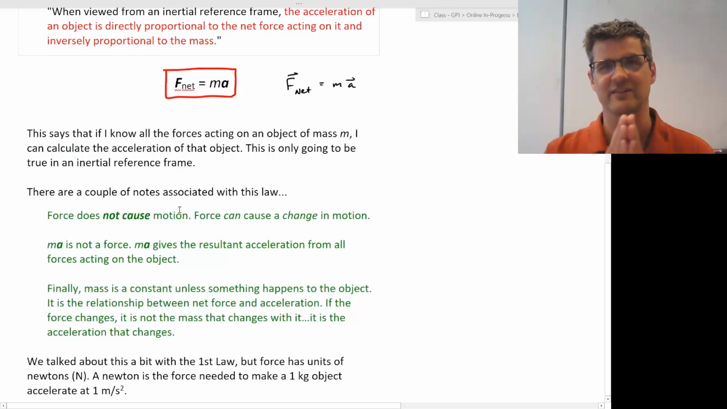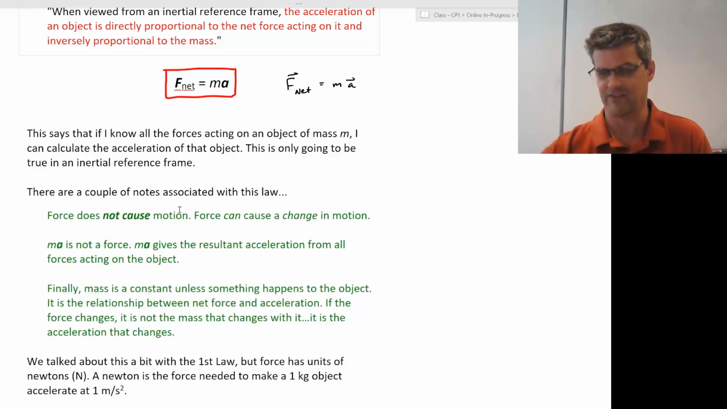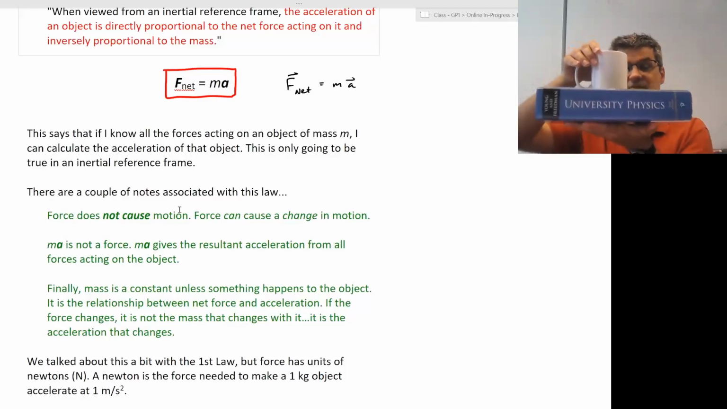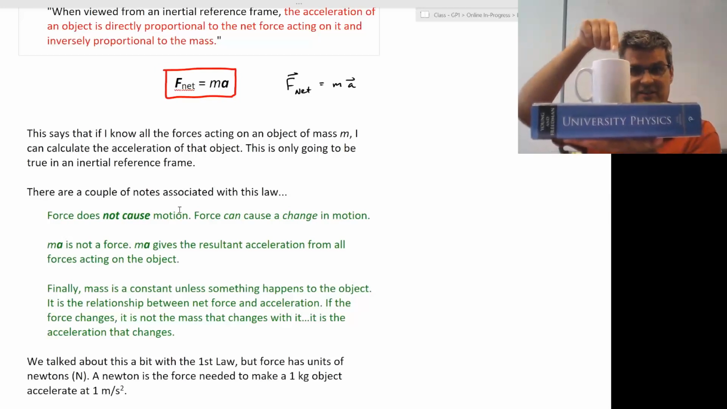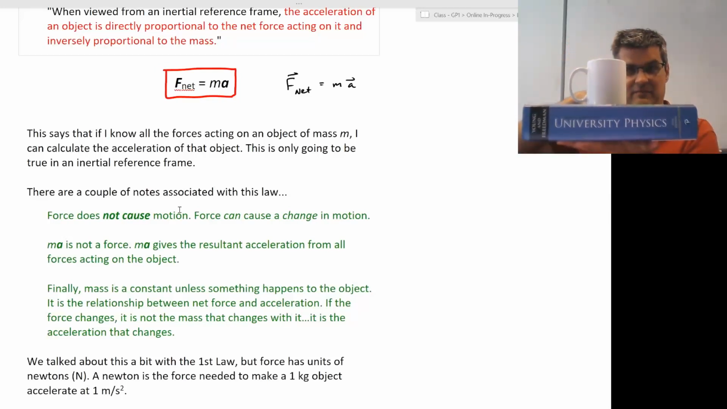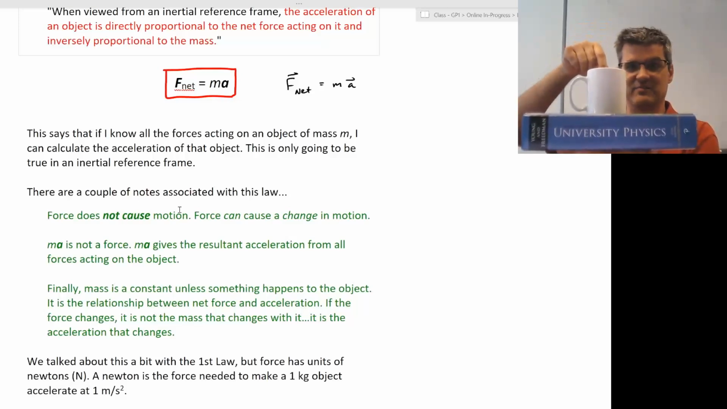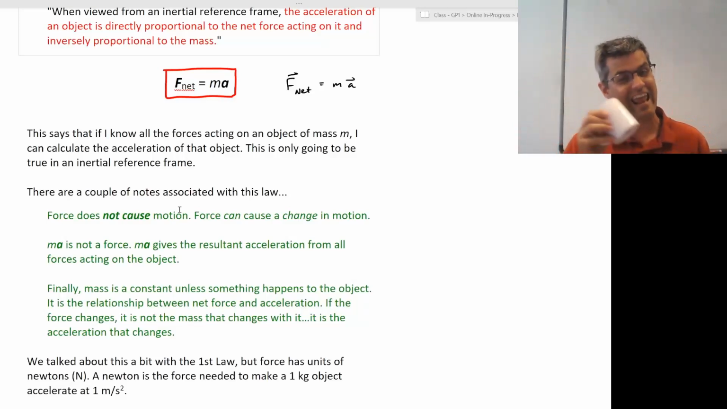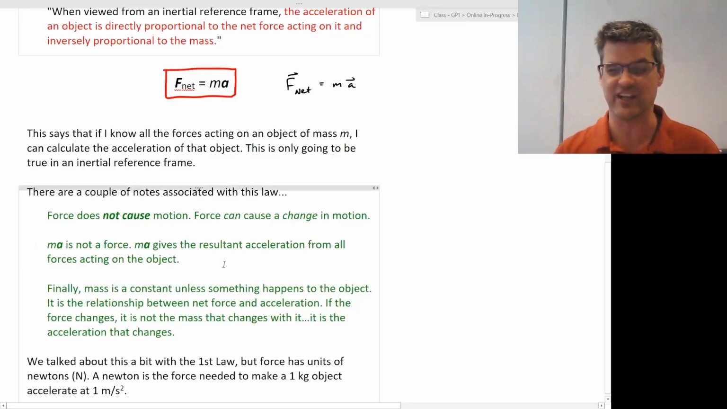Okay. Now, there's a couple of things to keep in mind here. Force does not cause motion. Here, we just had a case of some object that's dealing with two forces. There are two forces on this cup, but its state of motion is not changing. Force does not cause motion. Force can cause a change in motion. And even then, it's going to be related to some net force. Only net forces lead to a condition of a change in motion.